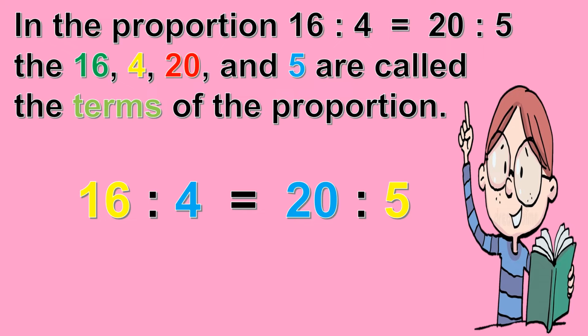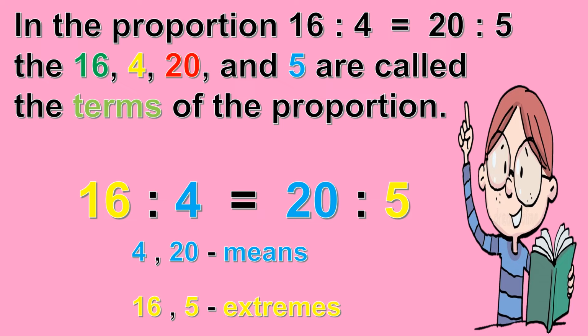If the product of the means is equal to the product of the extremes, then we say that the two ratios are proportional. In the given proportion, 16:4 equals 20:5, 4 and 20 are what we call means, and 16 and 5 are what we call extremes.